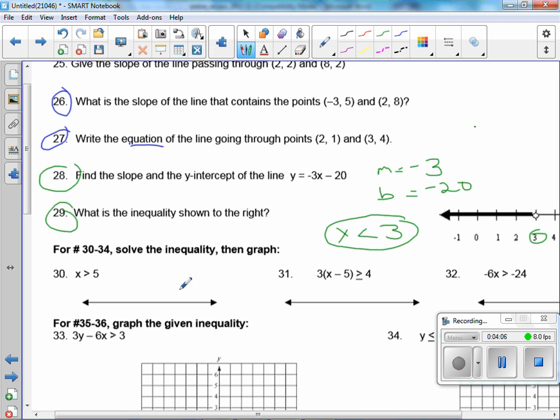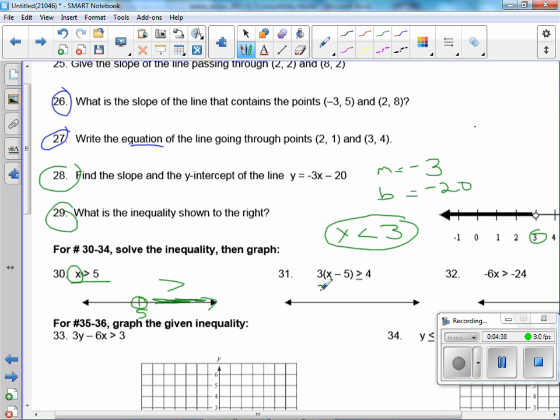Now for 30, 31, and 32, it says solve the inequality and graph. So we see here x is greater than 5. So we pick a 5 anywhere on the number line, and we have an open circle, and it's greater than, shades. When x comes first, it always shades the way it's pointed. So the greater than sign is pointed this direction. That's the reason why I shaded this direction. 31, we will have to solve.